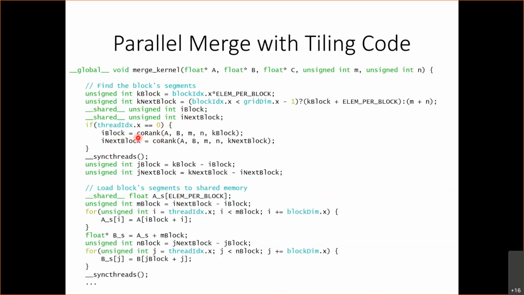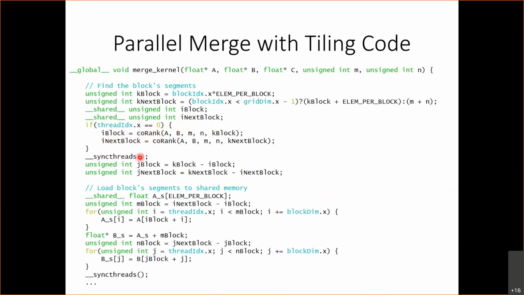Of course, there's a whole bunch of optimizations you can make. Maybe you can have two different threads. One of them finds the co-rank for I block, and one of them finds the co-rank for I next block, right? I'm not getting into all these other optimizations for the sake of time. But we basically find the co-rank for I block and I next block, and we sync threads. This way, all the threads wait for thread 0 to find the co-rank I block and I next block and put them in shared memory.